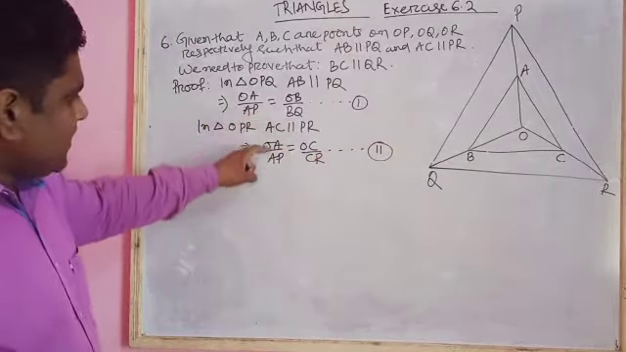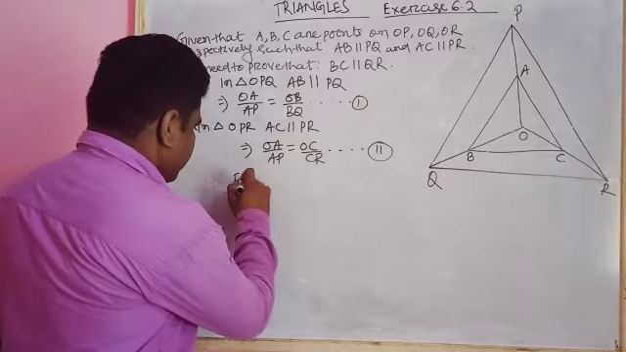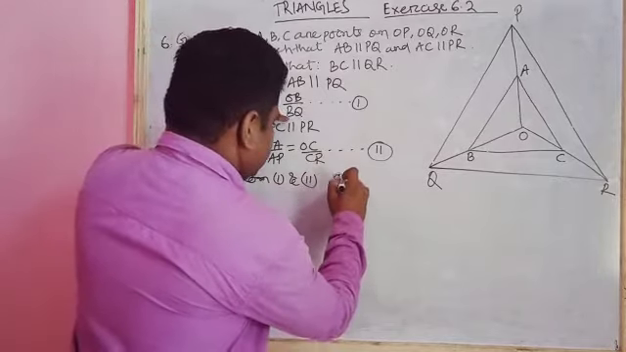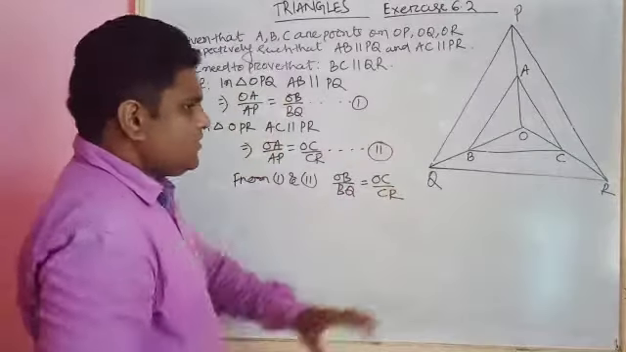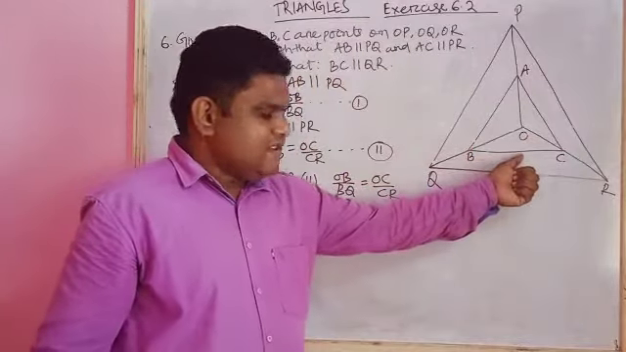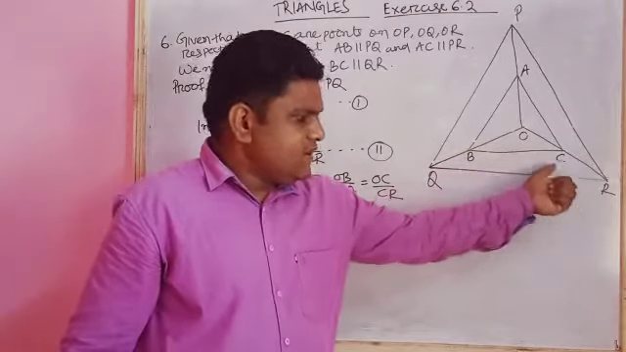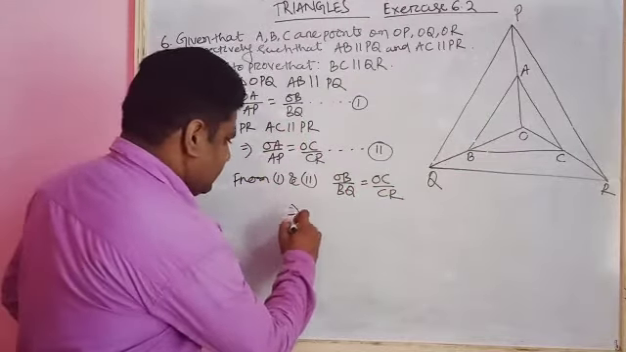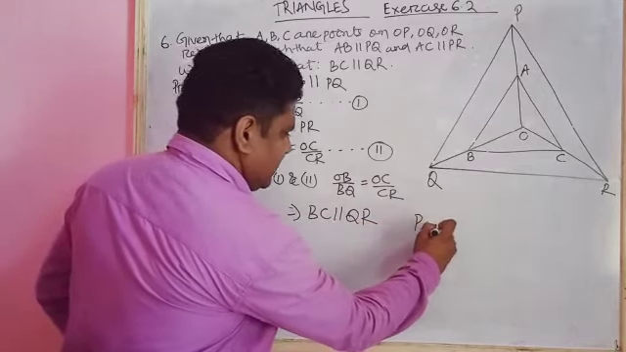See here, from equation 1 and 2 we can get that the LHS are equal, so RHS must be equal. So from equation 1 and 2 we get that OB by BQ is equal to OC by CR. Now what we got? OB by BQ is equal to OC by CR. So BC is a line which divides two sides of triangle OQR, that is OQ and OR, in equal ratio. So BC must be parallel to the third side. So this implies that BC is parallel to QR. It is converse of BPT and it is proved now.